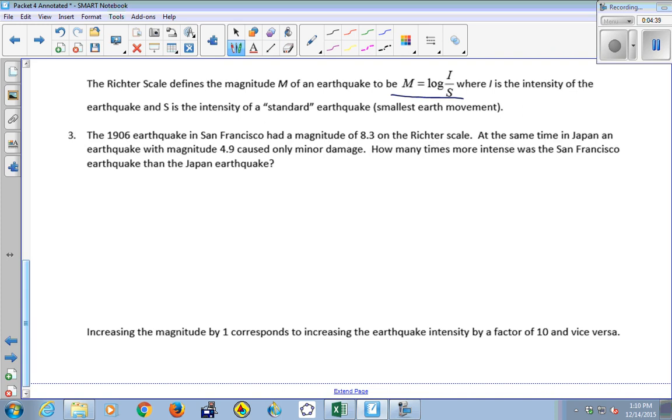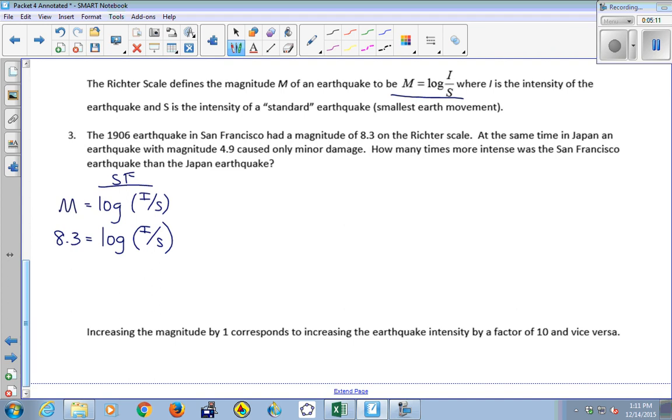So let's do a little analysis for the San Francisco one. I'm going to use my formula, M equals the log of I over S. I know the magnitude is 8.3. And they asked me about the intensity. So the I is what I don't know. And S is the intensity of the smallest possible earthquake, but they didn't tell me what that intensity is. So I'm just going to leave it as an S.